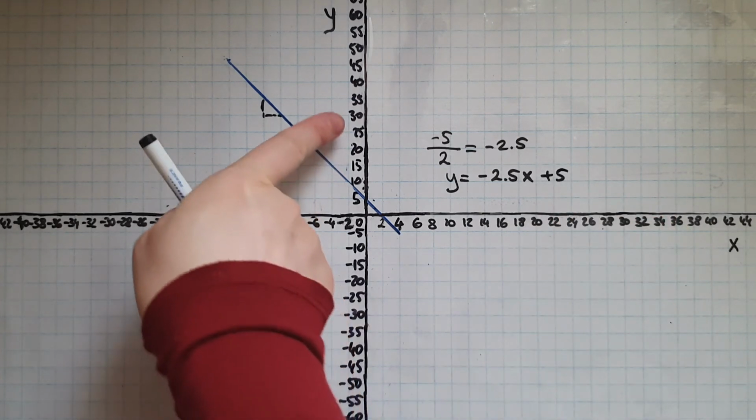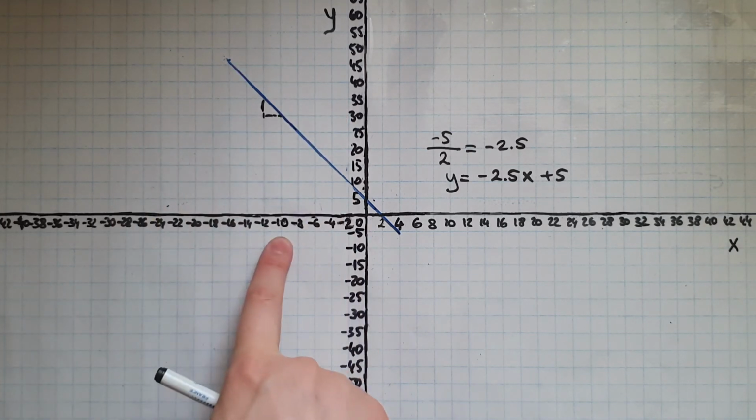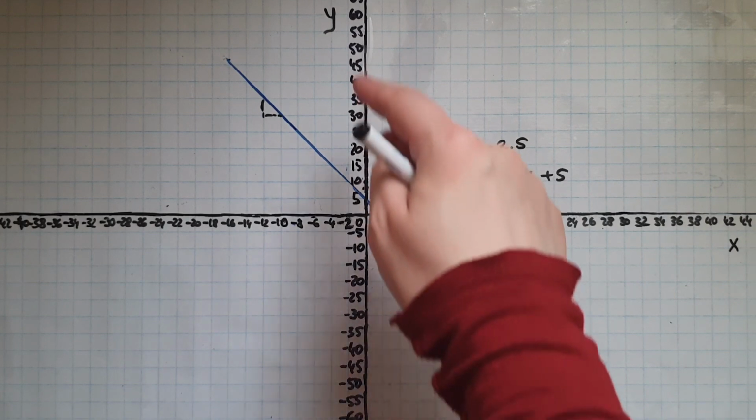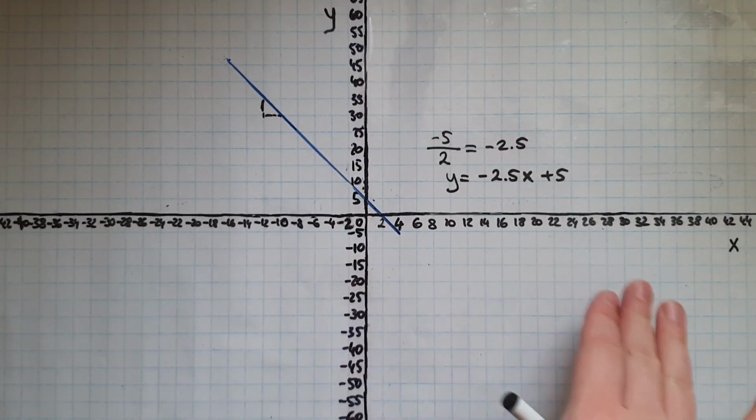But in this case, we had to have a look at the scale in both of the axes, because it was going up in 5s vertically and in 2s horizontally.